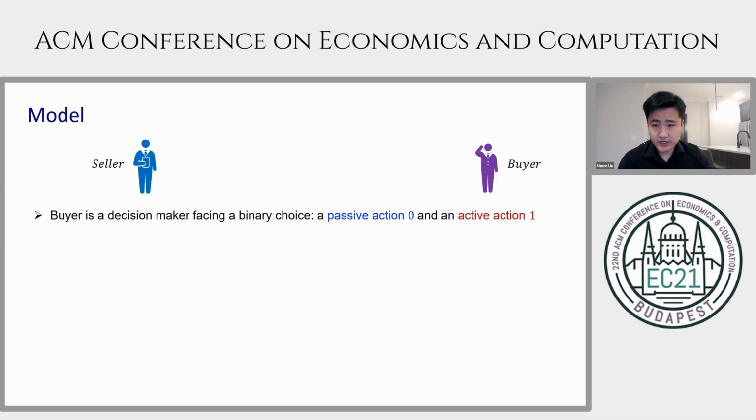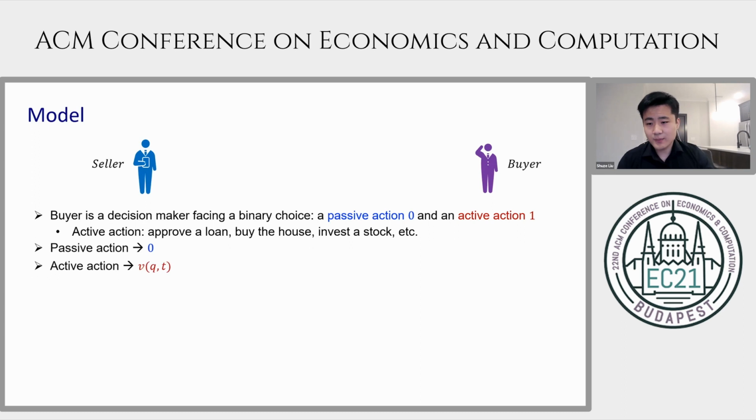In the model, we consider one information seller and one information buyer. The buyer is a decision maker facing a binary choice: a passive action 0 or an active action 1. The active action can be approving the loan, buying a house, or investing in a stock. The passive action will always derive utility 0.